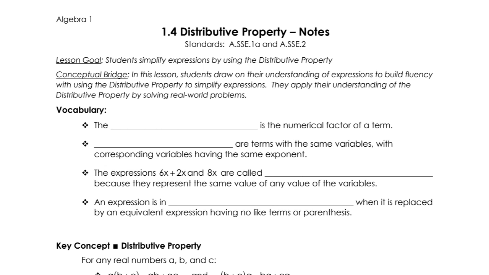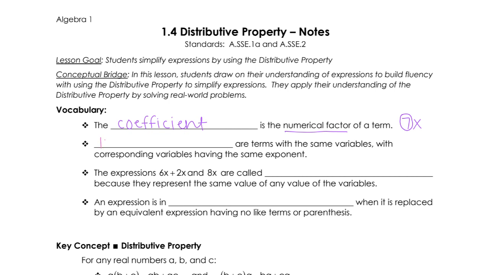For this video, we'll be talking about section 1.4, which is the distributive property. To start here, we have some vocabulary. So we have first the coefficient, which is the numerical factor of a term. For example, 7x would be the whole term, and 7 would be the coefficient. It's the number in front.